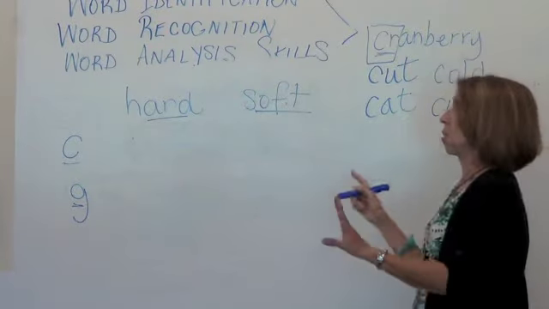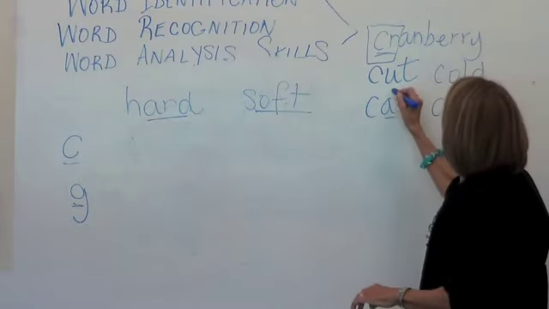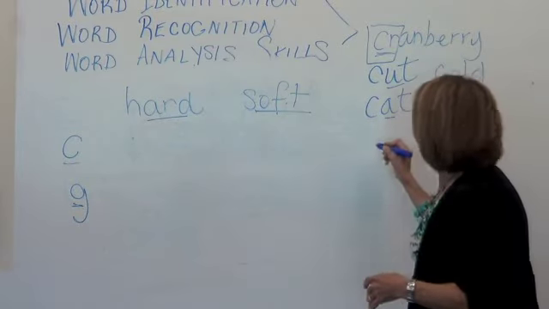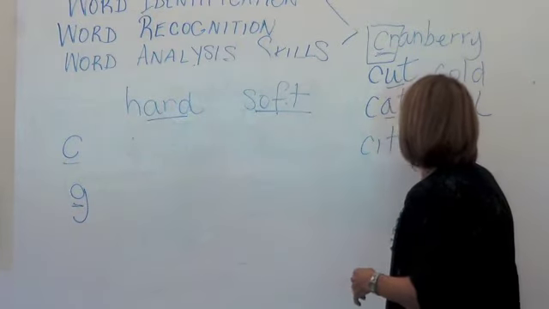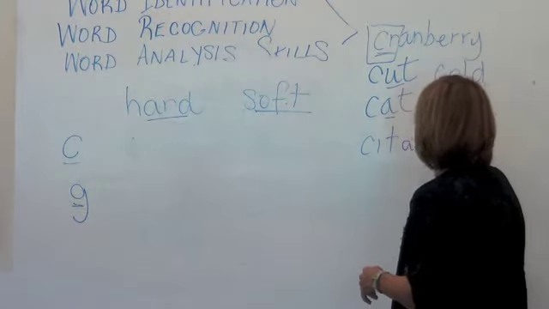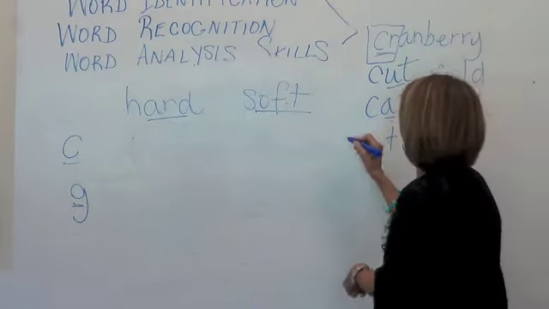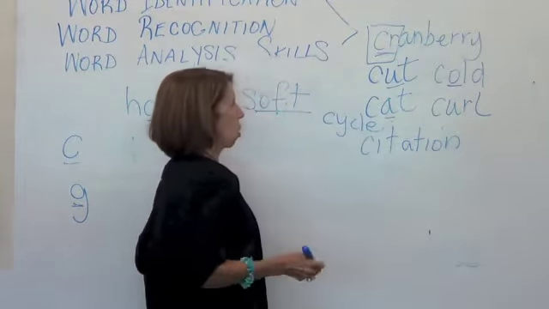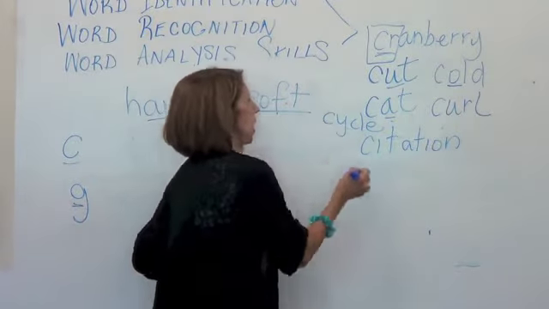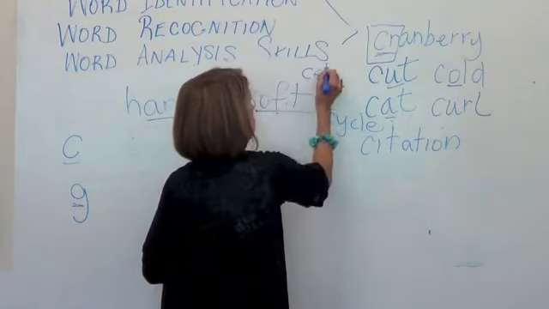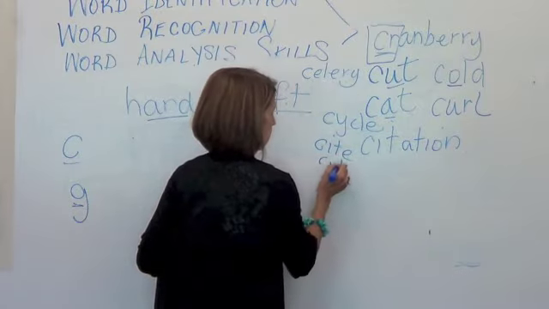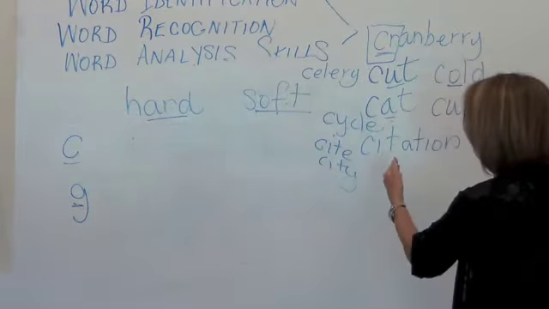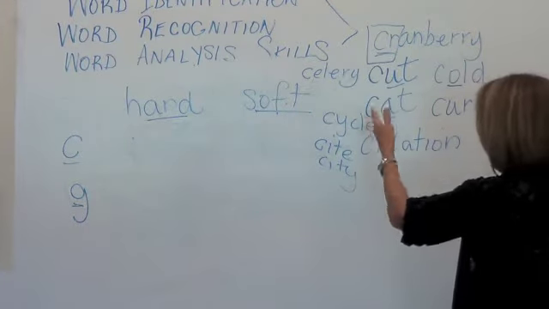Let's think about the other vowels. We've got it with an A, with a U, with an O. Citation. Okay. What about cycle? What about celery, right, or city? So, what do you notice about the vowels that follow the initial C?